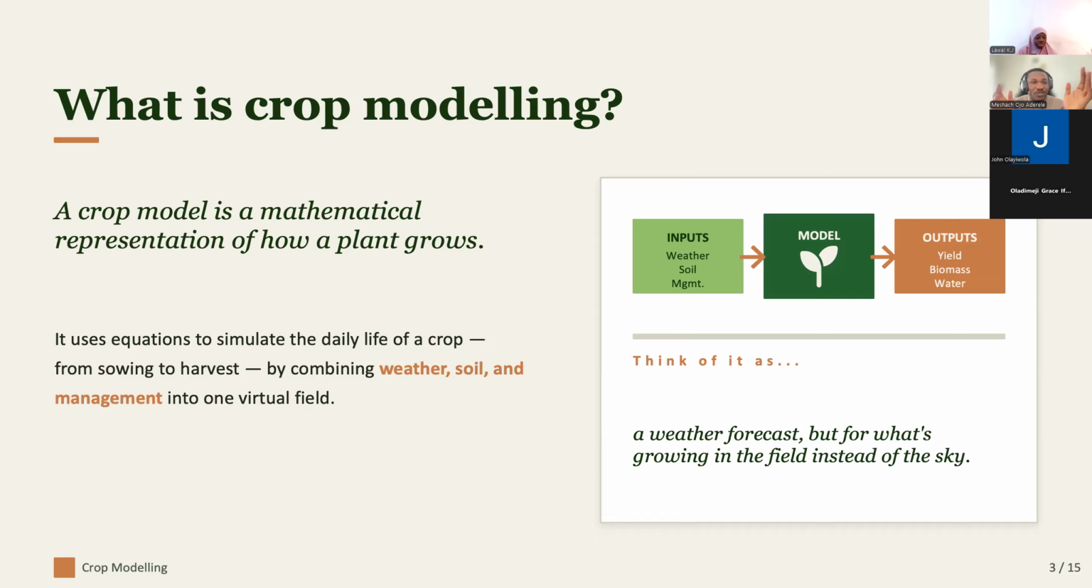It uses equations to simulate the daily life of crops from sowing to harvest by combining three main things, which we can categorize as the weather, the soil, and management. These are the things that affect the growth of a crop: the weather, the soil, and the management.